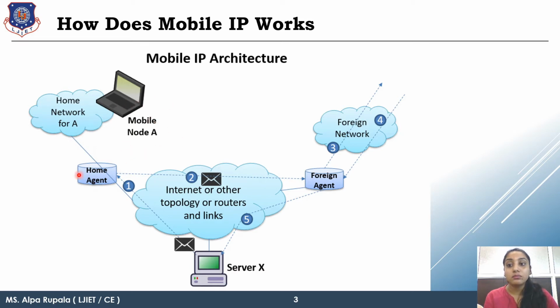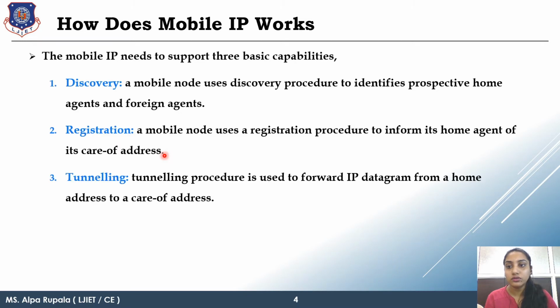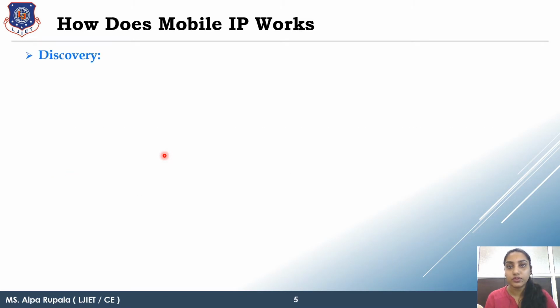A. But how will this home agent identify whether my node is currently in the home network or a foreign network? Ultimately there are basically three processes. The first one is the discovery process, the second one is the registration process, and the third one is the tunneling process. So we are looking at the first process, that is the discovery process.